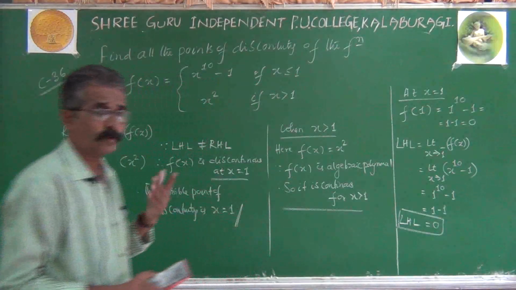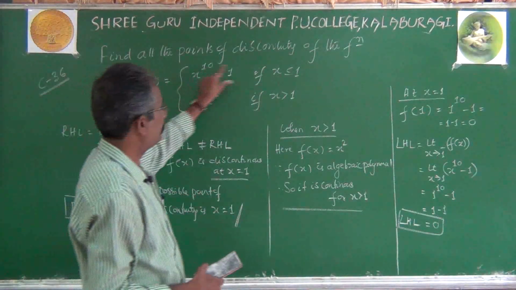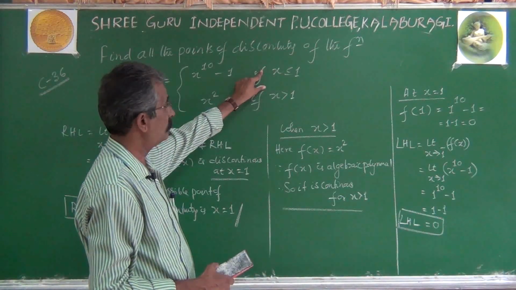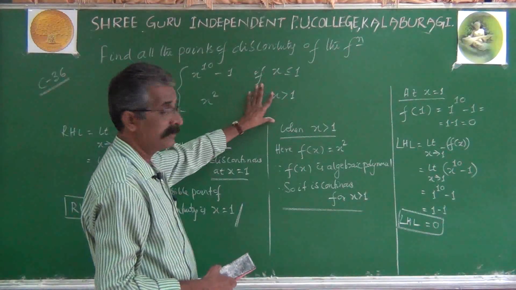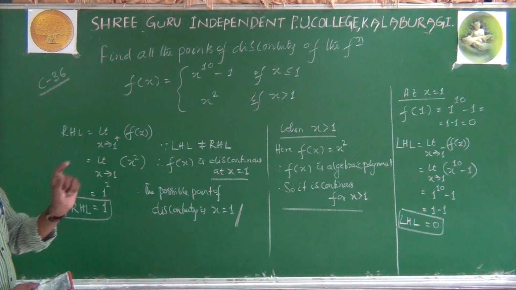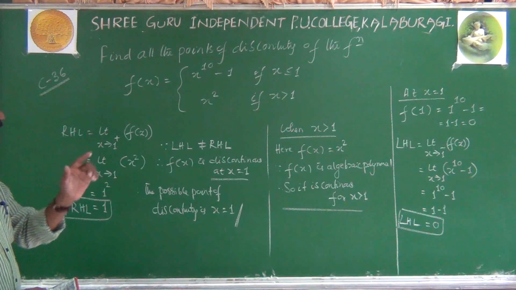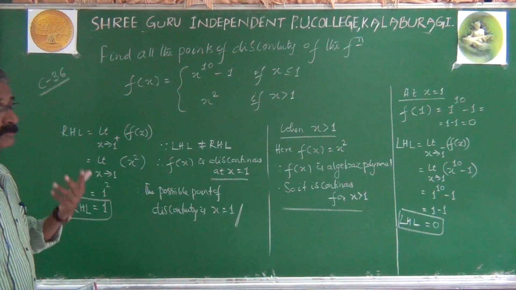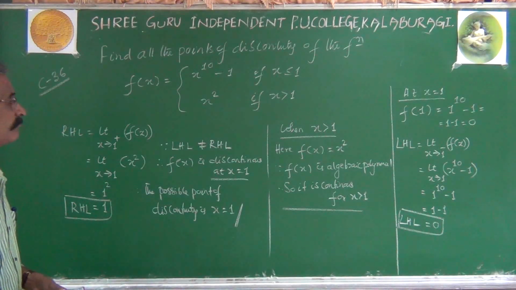That means when you draw it geometrically, up to x less than 1, the graph has no break, no gap. For x greater than 1, the graph of the function has no break, no gap. Only at x equal to 1 there will be a gap or break. So that will be the possible point of discontinuity.